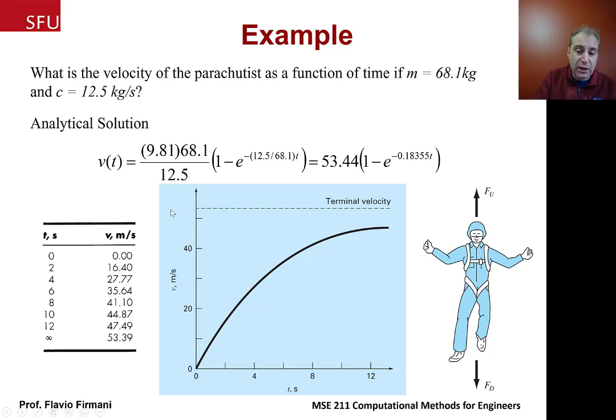So in this tabulation, we substituted values of t, and we can see that the velocity will increase, but eventually it's going to converge to a certain value, which is going to be that terminal velocity of 53.4 meters per second.